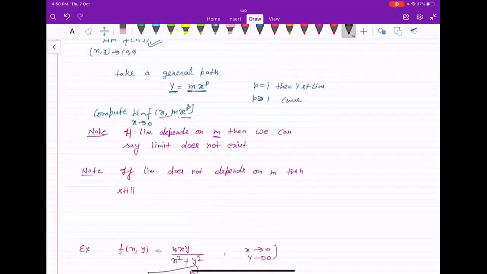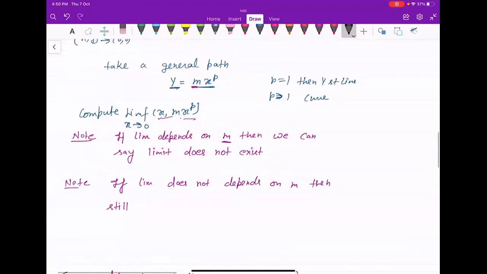Just read this point 1. Point 1 is: if the limit depends on m, then we can say the limit does not exist. But if the limit does not depend on m, then what will you say? If it does not depend on m, does that mean it does exist? It is not the case. That's what I'm saying. There is no assurance.